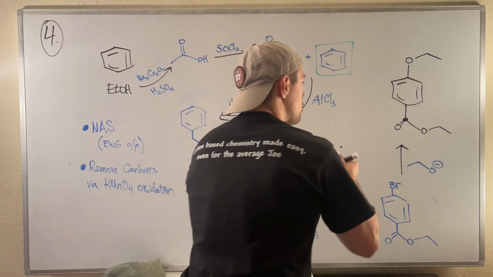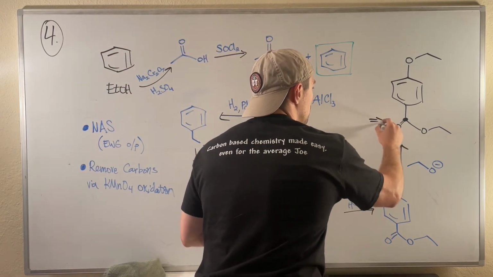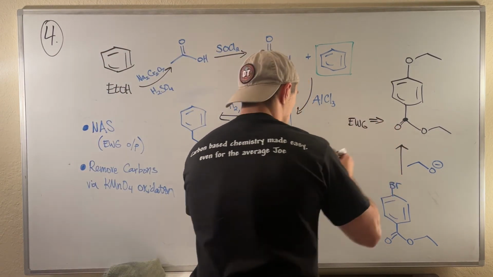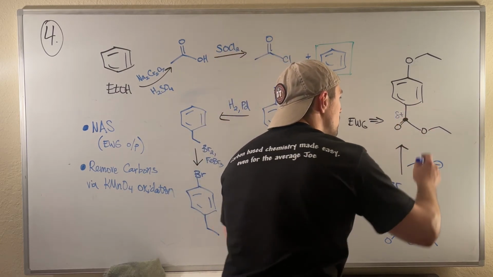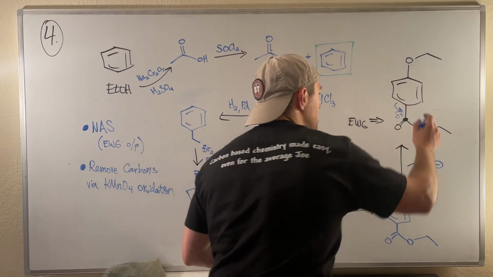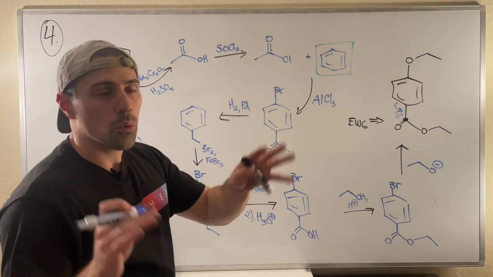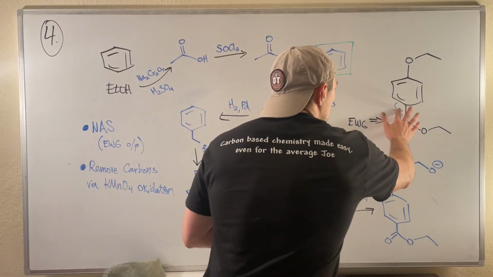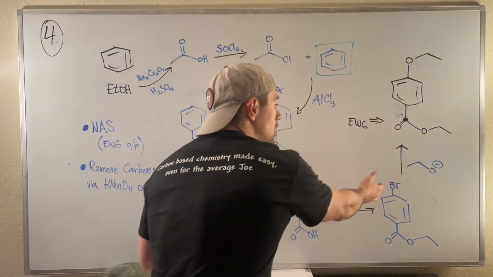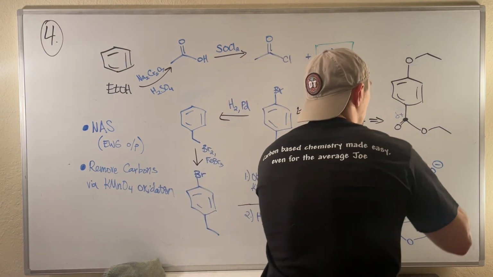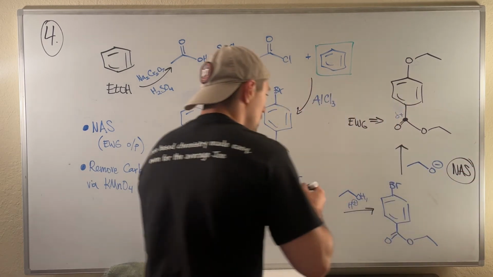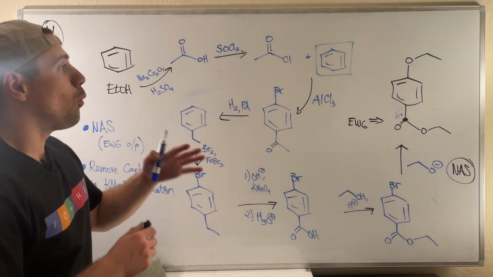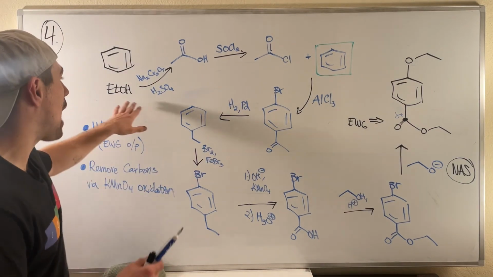We have an electron withdrawing group right here, right? This ester, this carbon right here is partially positive. We can have electrons come out of the benzene ring. So what I'm trying to say is, if we take one step back, we could have ended on a nucleophilic aromatic substitution step. So what would be convenient is if we had ethoxide, right?